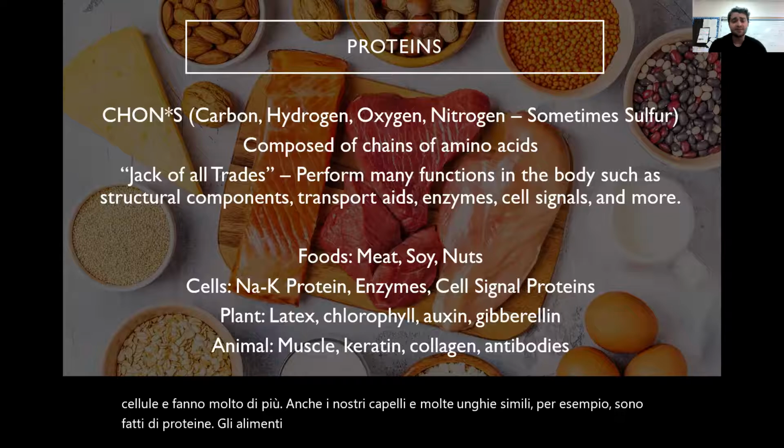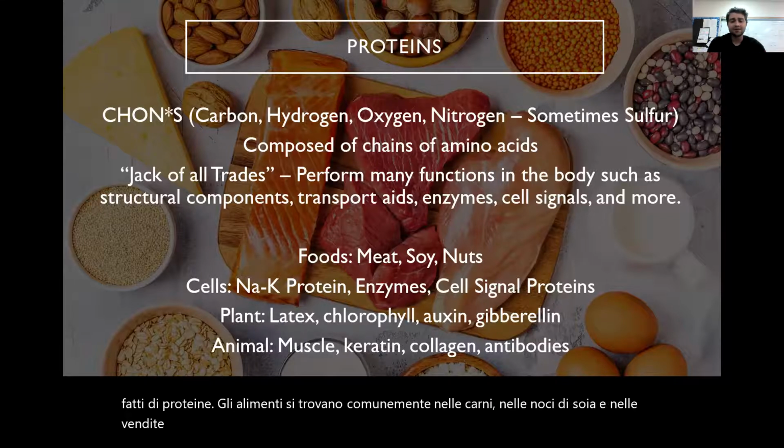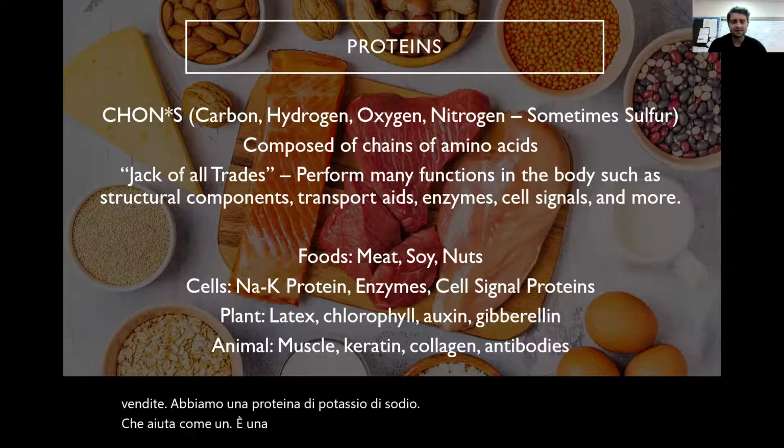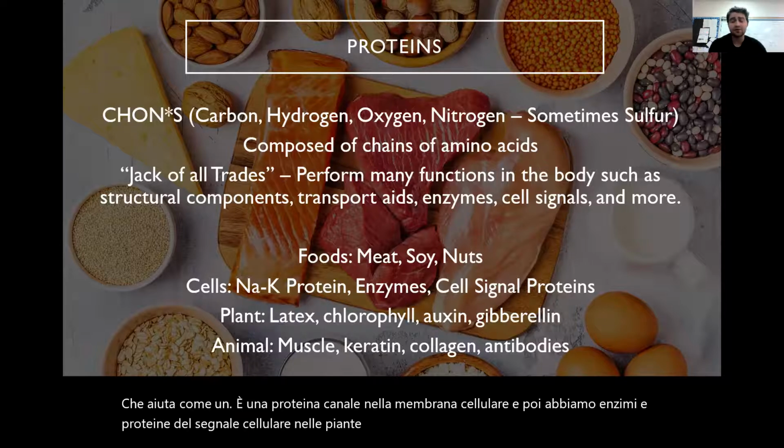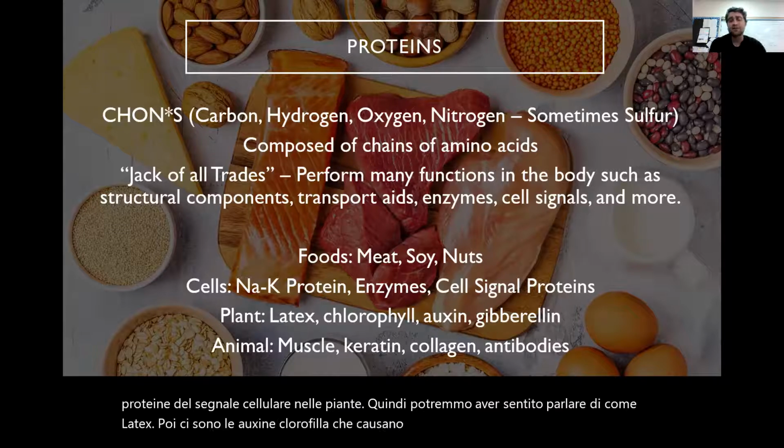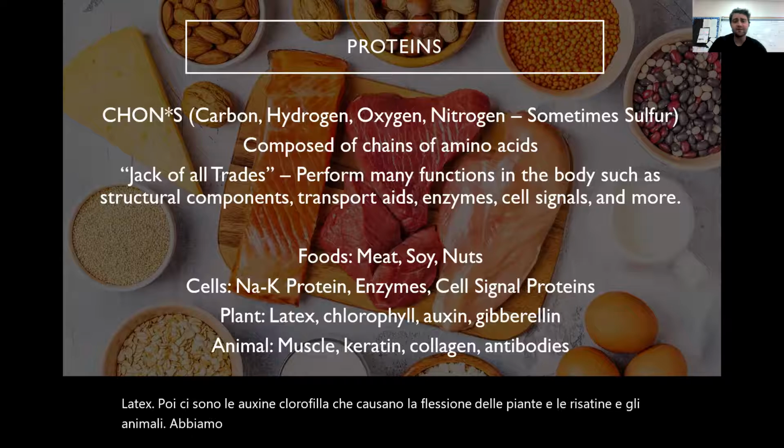And in cells, we have a sodium-potassium protein, which is a channel protein in the cell membrane. And then we have enzymes and cell signal proteins. In plants, some you might have heard of, like latex. Then there's chlorophyll, auxins that cause plants to bend, and gibberellins. In animals, we have muscles, keratin, collagen, and antibodies, part of our immune system. So proteins do a lot.